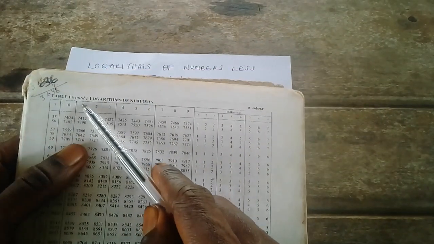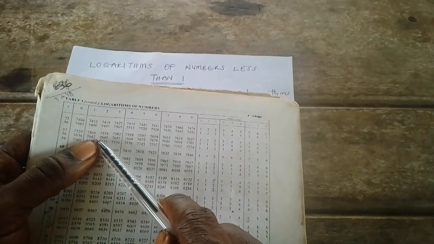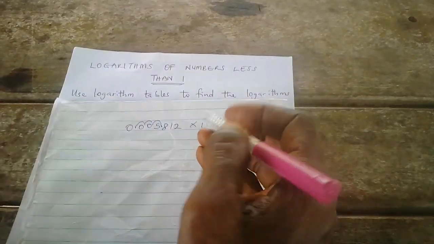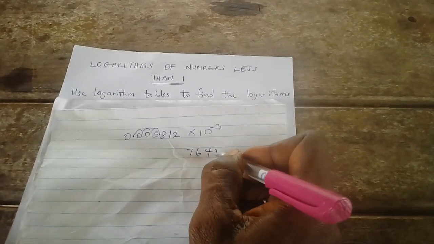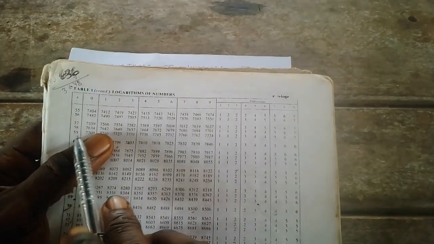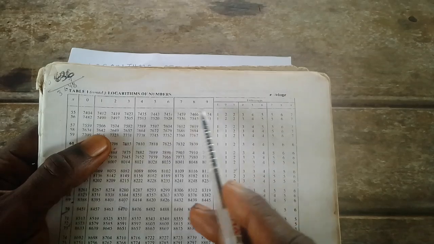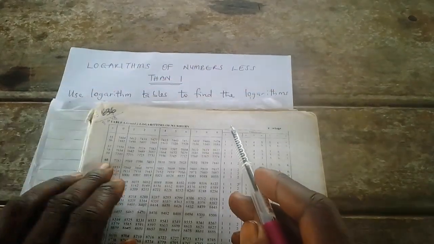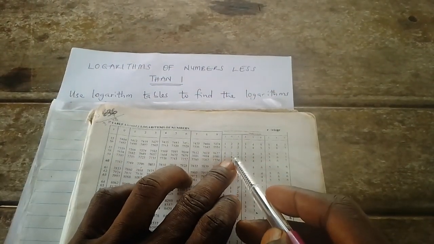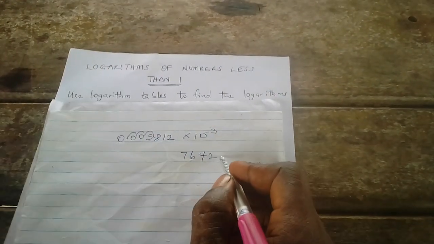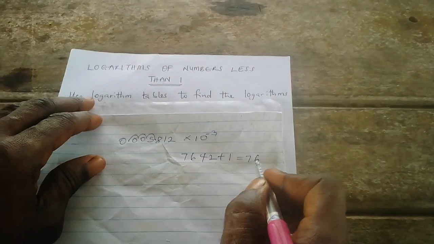You go to your logarithm table and look for the log of 58. This is 58 under 1, so you are having 7642. Then the difference of 2. On the same line, come to the differences here. This is 2, so let's trace it down to be on the same line. So that means this is 2 and 8, and here you'll be having 1. So you add 1 to it, which is 7643.